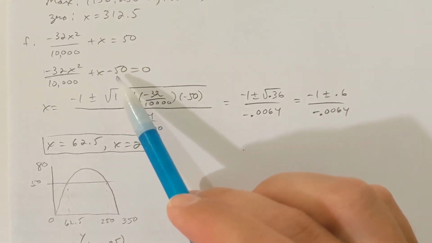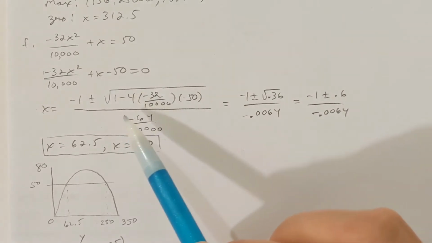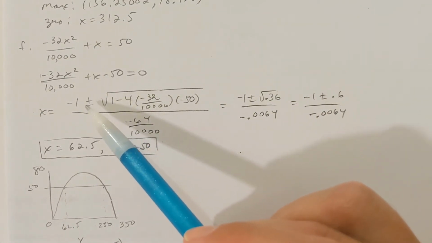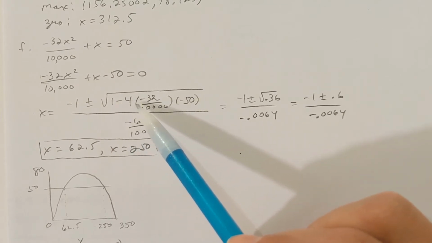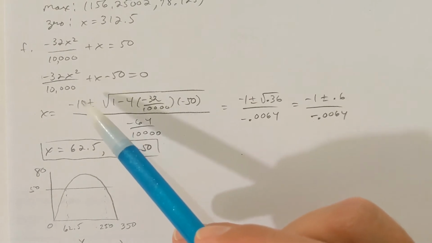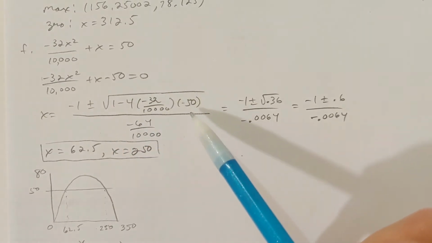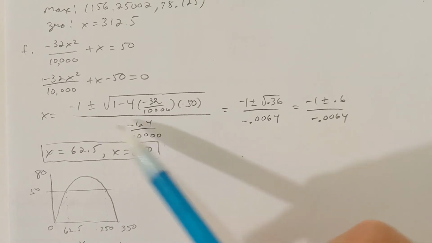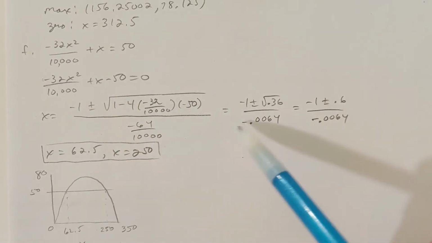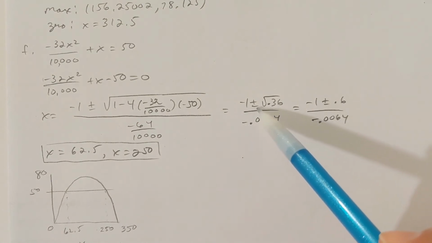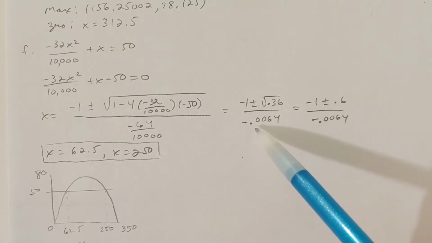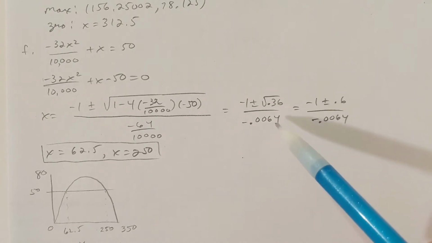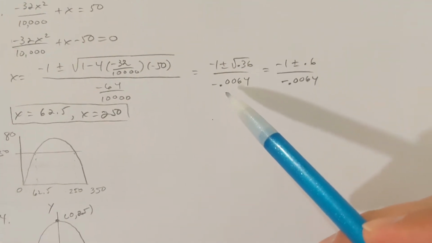50. Subtract 50 from both sides, and okay, so I want the opposite of b, which is -1 plus or minus the square root of 1 minus 4 times a. A is -32 divided by 10,000, times c is -50, divided by 2a, -64 over 10,000. And that is equal to -1 plus or minus the square root of 0.36 divided by -0.0064. Okay, and that's exact, by the way.